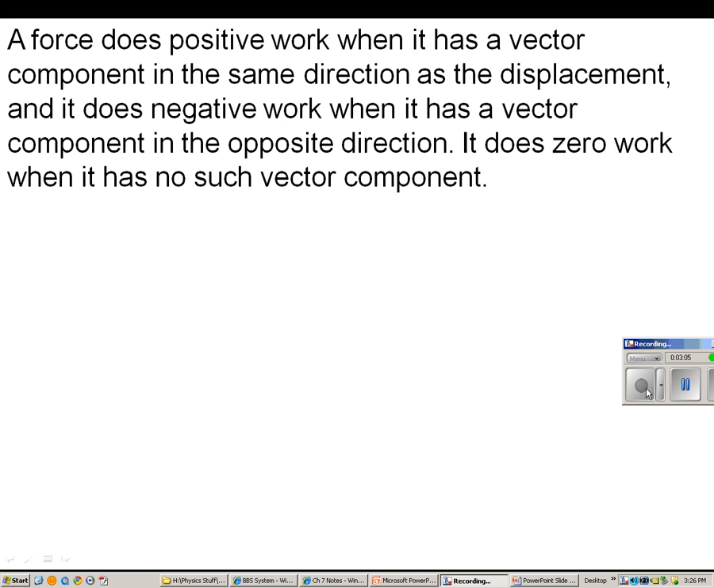It's important to realize, because of what we just talked about, that a force does positive work when it has a vector component in the same direction as the displacement, and it does negative work when it has a vector component in the opposite direction. And then it does 0 work when it has no such vector component. So if the component is perpendicular to the displacement, no work is done.